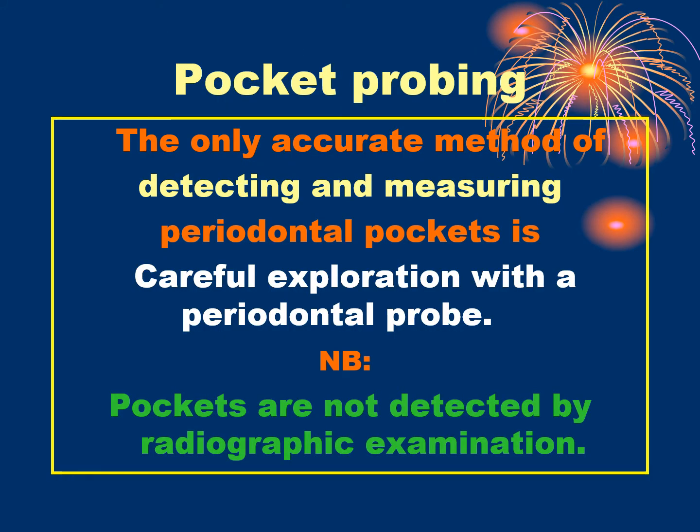The only accurate method of detecting and measuring periodontal pockets is careful exploration with a periodontal probe. We have to notice that pockets are not detected by radiographic examination. The periodontal pocket is a soft tissue change. Radiographs indicate areas of bone loss in which pockets may be suspected, but they do not show pocket presence or depth, and consequently they show no difference before and after pocket elimination unless bone has been modified.